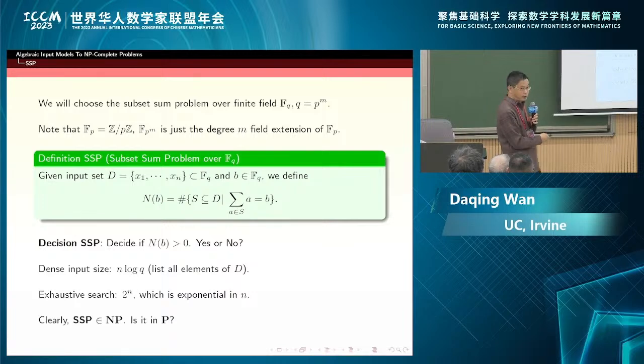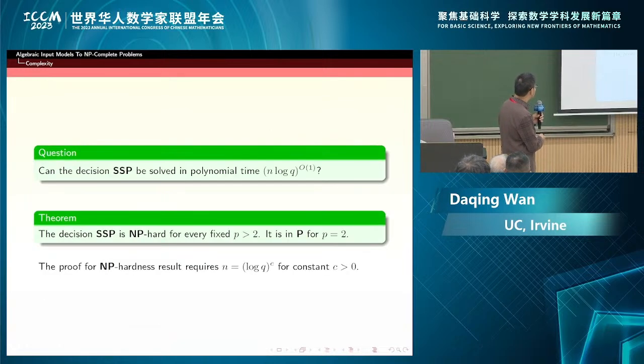It turns out this problem is already among the most difficult ones in NP. It's NP complete. So the question is, can this decision subset sum problem be solved in polynomial time in the dense input size n log q? The simple theorem, not a very difficult one, says this problem is NP hard, NP complete, for every fixed characteristic p bigger than 2. It's actually easy if the characteristic is 2, because then the binary digits are 0 and 1, the coefficients of the subset problem are just 0 and 1, and that's a linear algebra problem, which is easy. So p equal to 2 is exceptional. For every p bigger than 2, this is NP hard.